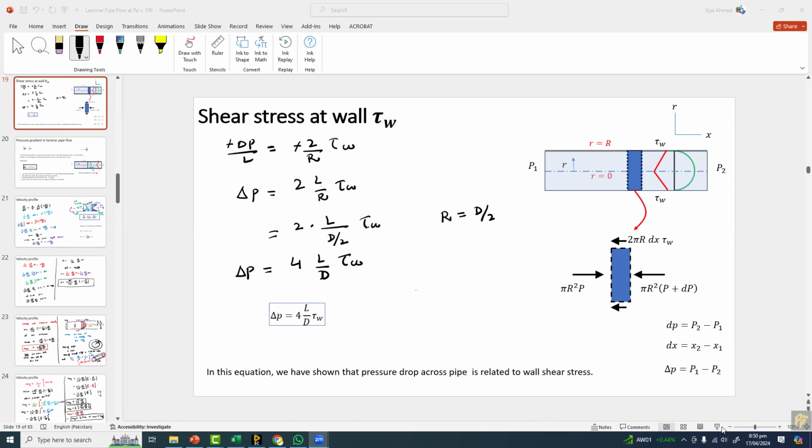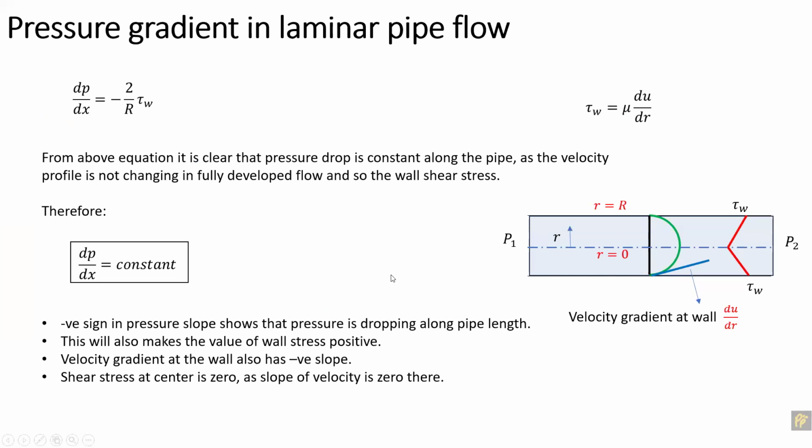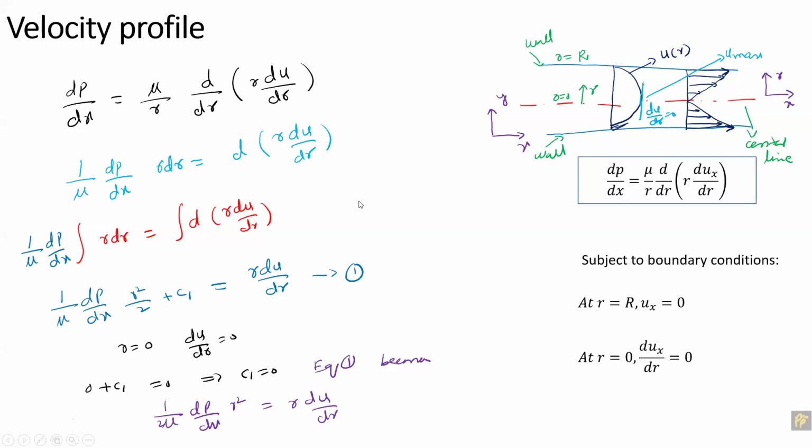Okay, so from this formula, because the wall shear stress is a constant value, it will not vary. So the pressure gradient is also constant. We know this. From here we can find that the wall shear stress is constant, or from the wall shear stress we can find that the pressure gradient is a constant value. Okay, so now the velocity profile.